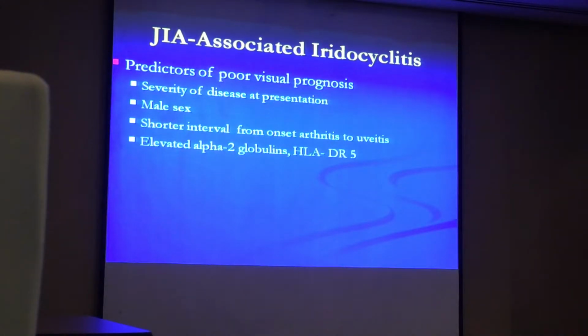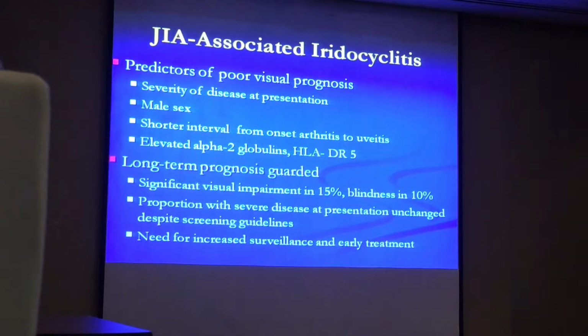The predictors of poor visual prognosis. So these are some of the aspects that we have seen. Severity of disease at presentation, the male sex in some studies, the short interval from the onset of arthritis to uveitis. In other words, they're more aggressive. They present with both arthritis and uveitis in the same period. And then the HLA-DR5, these are some of the academic questions that we have seen in the literature, that if you have this locus, the disease is a little bit more aggressive.